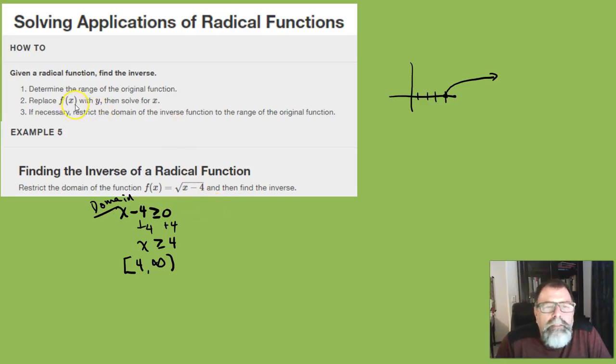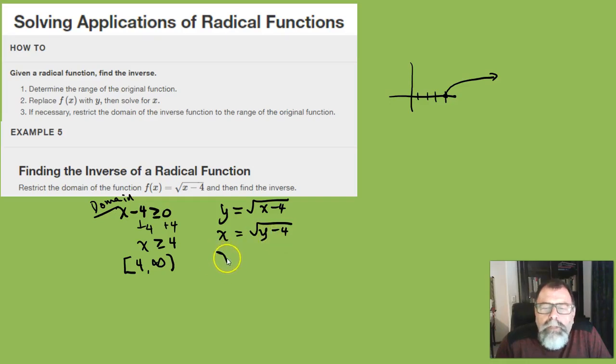You're going to replace the f of x with y. Then you switch the x's and y's. So this becomes x. That one becomes y. Then you solve it. So you're going for, here they say solve for x. Restrict the domain. Okay, I like to just do the same technique, so I'm not going to do it that way. I'm going to switch the x and y, and then I'm going to solve it for my new y.